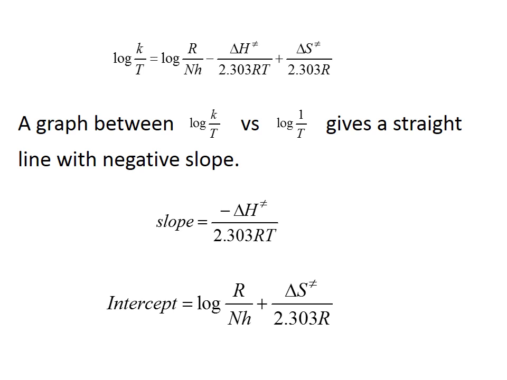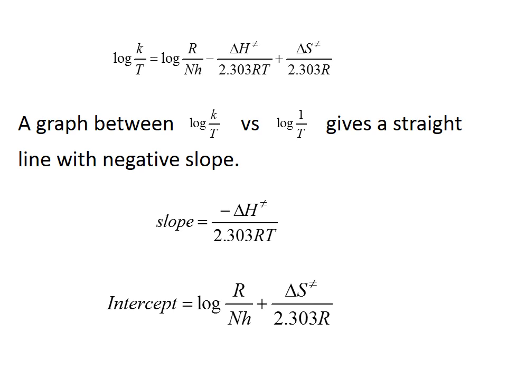A graph between log k by T versus 1 by T gives a straight line with a negative slope. The slope will be equal to minus delta H double dagger by 2.303 R, and the intercept will be equal to log of R by Nh plus delta S double dagger by 2.303 R. From the slope we can calculate the value of delta H double dagger. From the intercept we can calculate the value of delta S double dagger.